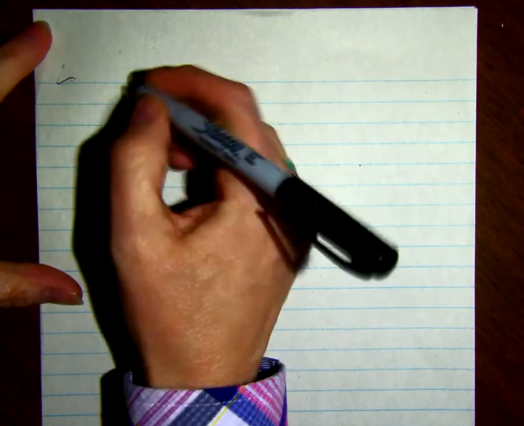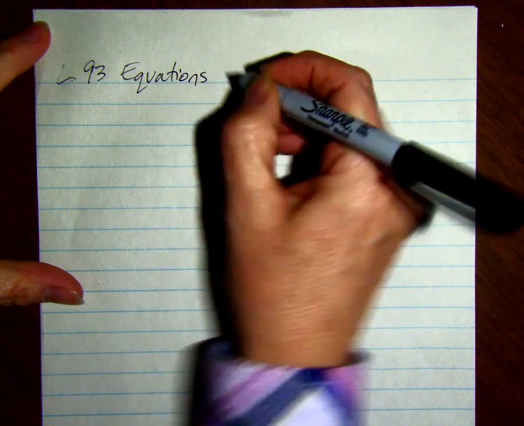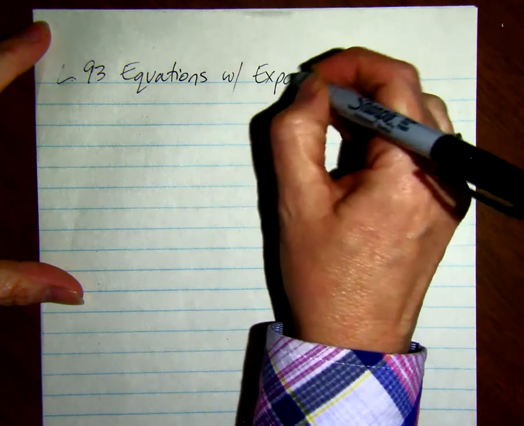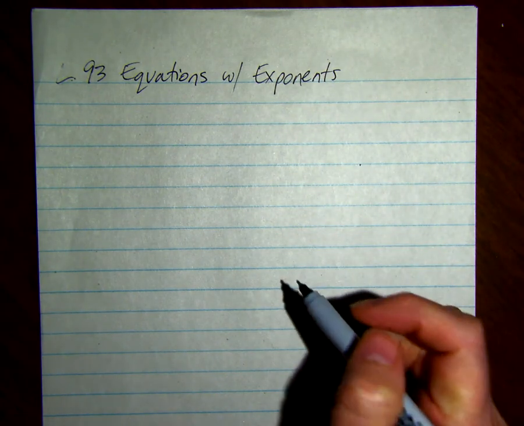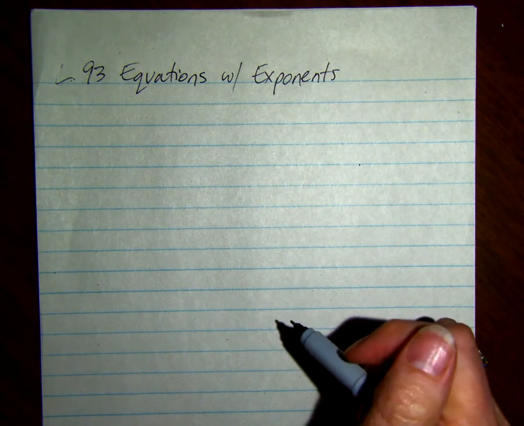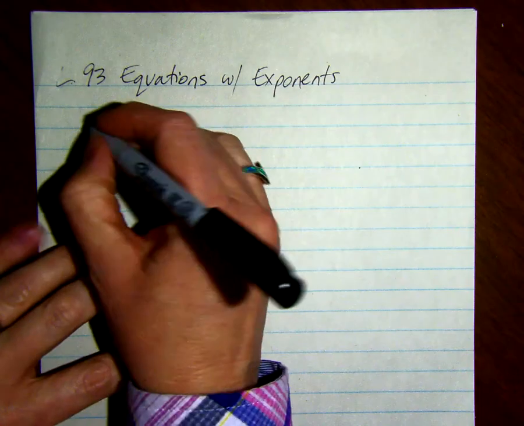Lesson 93, Equations with Exponents. A quadratic equation is an equation that has a variable with an exponent of 2.